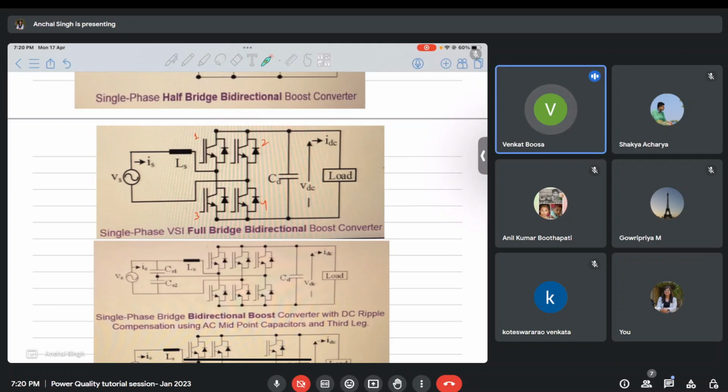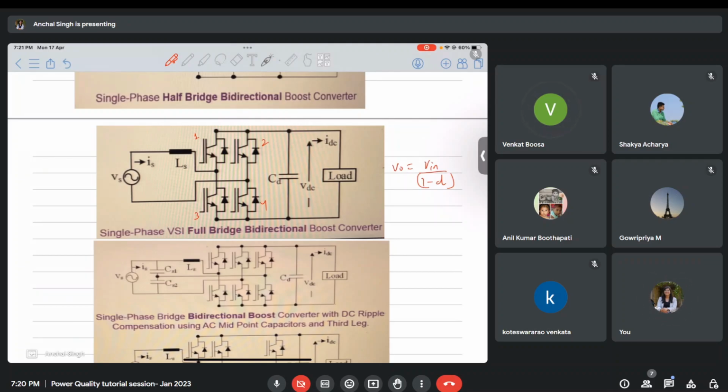How will you get more than the source voltage, madam, in that boost? That is the basic principle of a boost converter, right? In a boost converter, the output voltage equals the input voltage divided by 1 minus the duty cycle. So if you put any value of duty cycle, you will get a voltage more than the input voltage. That is the basic principle of a boost converter.